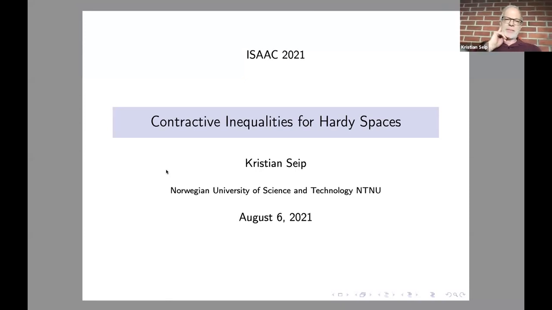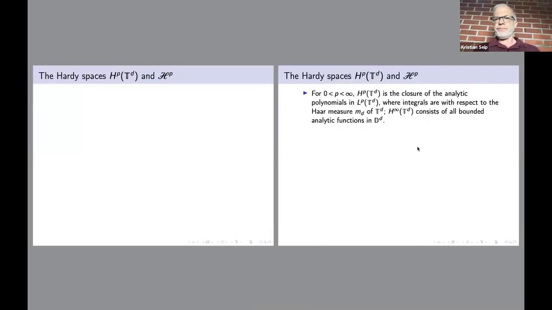So I will speak about Hardy spaces. I will be working with Hardy spaces on the torus. T is the unit circle, and we are on the d-dimensional torus, and we equip it with the Haar measure, which is just a normalized Lebesgue measure. You have the product measure on T^d.